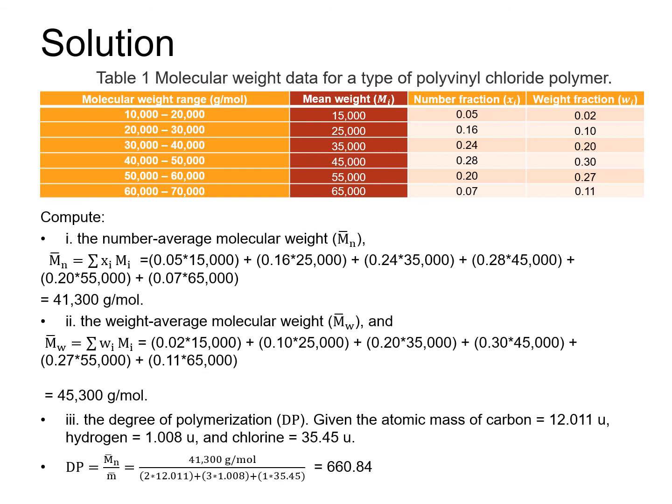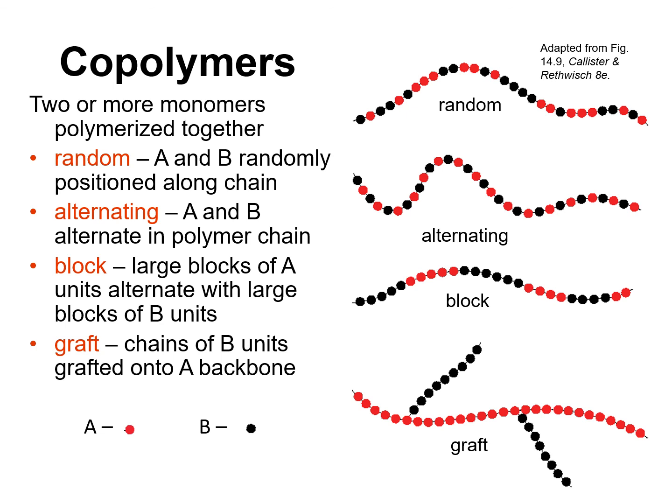For the degree of polymerization, from the given information, DP equals the number average molecular weight divided by m, and that equals 660.84. We're still discussing the structure of polymers, and we must be aware that copolymers are where two or more monomers are polymerized together. They can have either random configuration, alternating configuration, block, or graft.